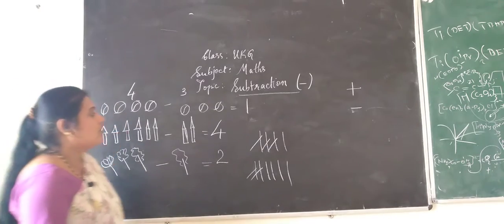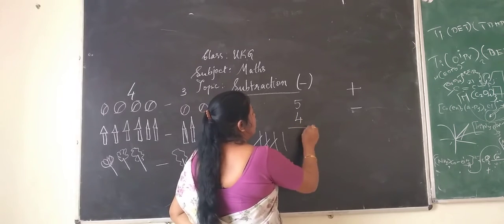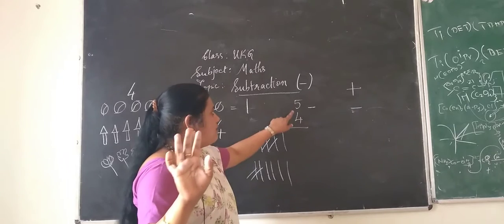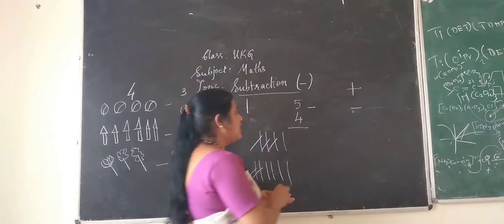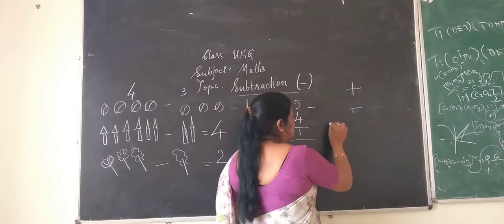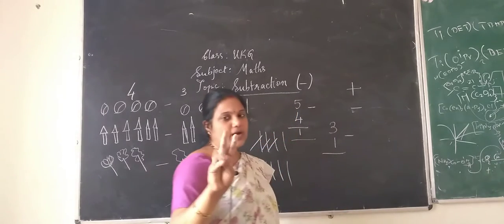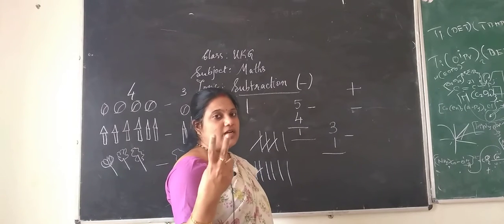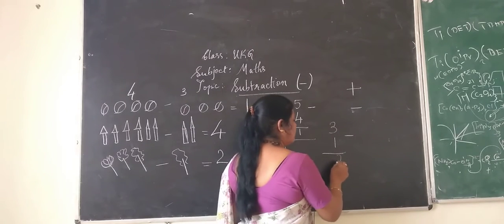See, I will write some more. 5 minus 4. 5 things you have, and how many you have to remove? 4. 1, 2, 3, 4. So what is the answer? Pending is 1. Now 3 minus 1. Let us see. 3 ice creams you got. 1 ice cream you ate. Then what is the answer? What is pending with you? You have 2.